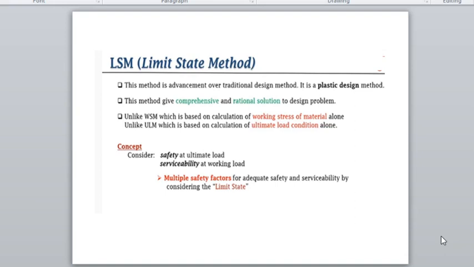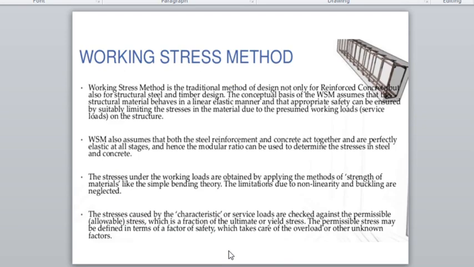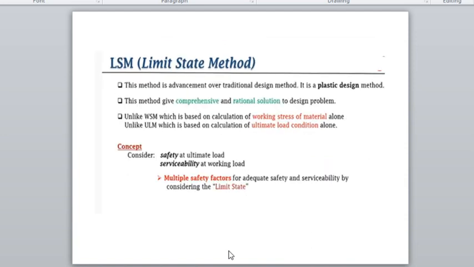So students, this is the second video class on design philosophy, structural designing first subject. So far we have discussed two earlier design philosophies: the working stress method, then the ultimate load method. There are many drawbacks for these two methods. So the latest method that we are using nowadays is the limit state method of design.